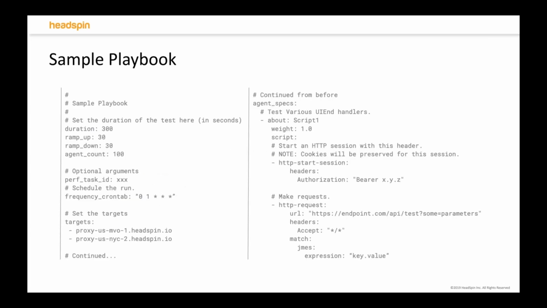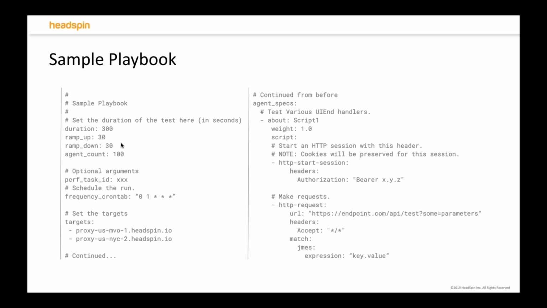So a sample playbook looks like this. As I was saying before, you can notice here we have this duration field, and we have this ramp up, ramp down field. The ramp up indicates how long it takes to ramp up the test case to the full agent count, and ramp down is how long it takes to ramp down from the full agent count back to 0.